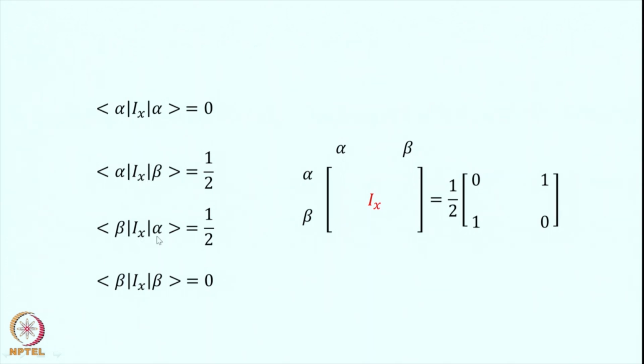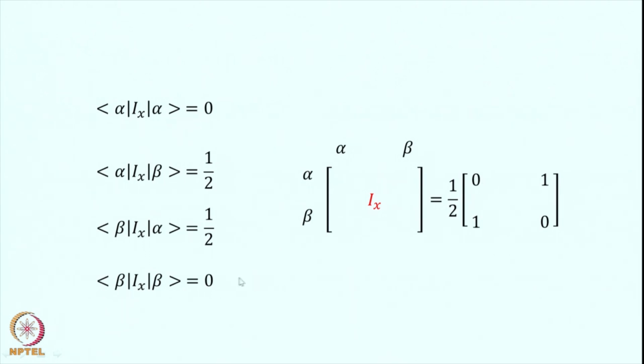Similarly, beta Ix alpha: Ix alpha converts alpha into the beta state, I get a half beta. So beta beta is equal to 1, so I get a half here. Here Ix beta gives you half alpha, and therefore beta alpha gives me 0. So if I write it in the same manner, alpha beta here, these are the two kets and these are the two bras. Ix is in the middle, so I will have 4 elements here: half here, 0 here, half here and 0 here. If I take out the half, 0 1 1 0. So this becomes the matrix representation of the Ix operator.